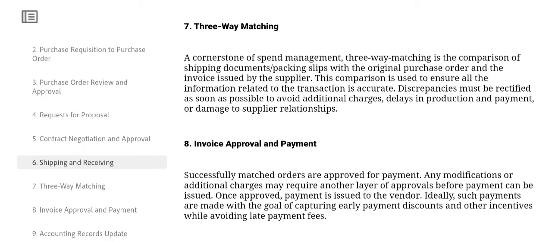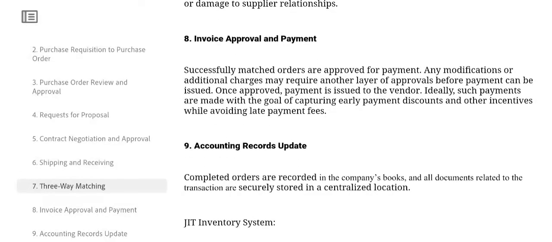After that, invoice approval and payment. As a purchase manager or a purchase executive, this is a very important point, that after receiving the material, you should approve that invoice from the higher authority and make the payment to the supplier. So this is the main point.